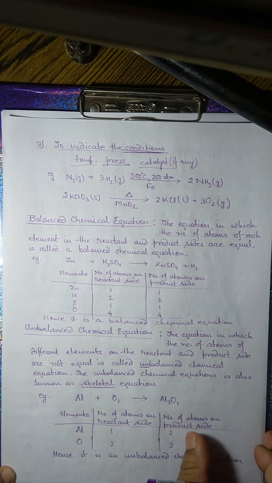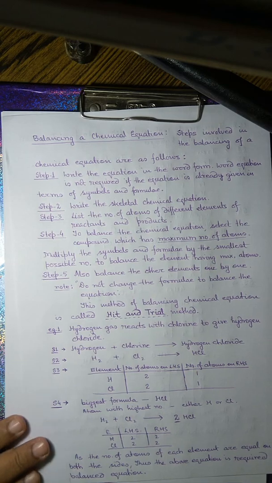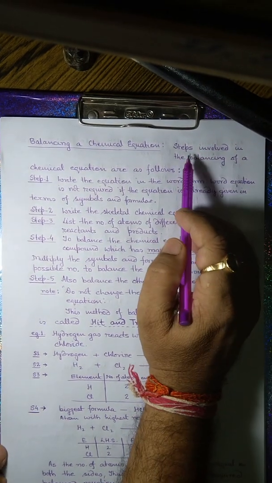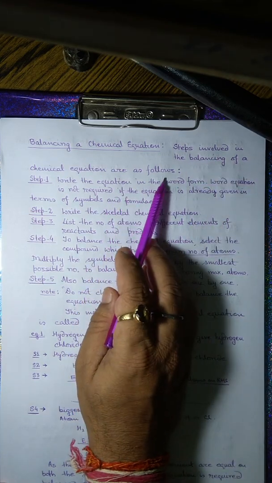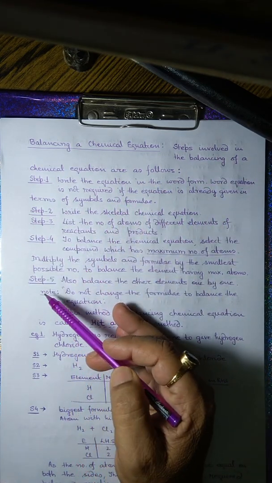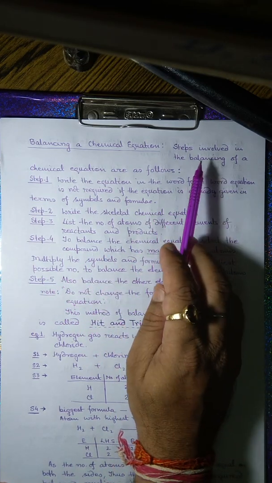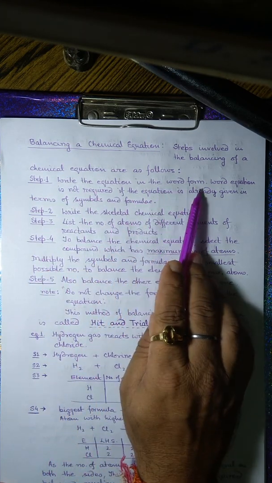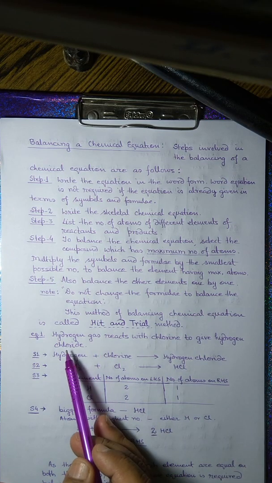Now we move on to the balancing of chemical equation. See here, the steps involved in the balancing of a chemical equation are as follows. There are 5 steps for balancing the chemical equation. First of all, we will go for step 1: write the equation in the word form. Here I have taken one example also.